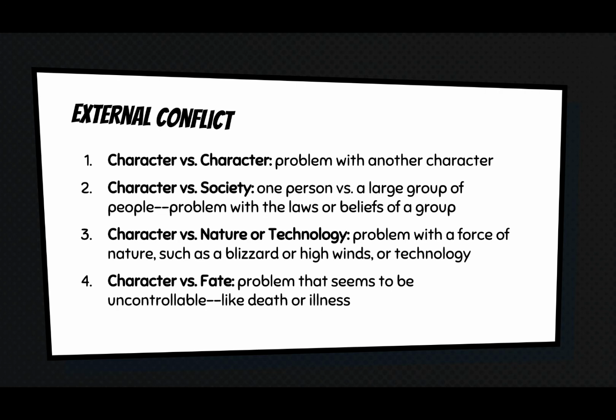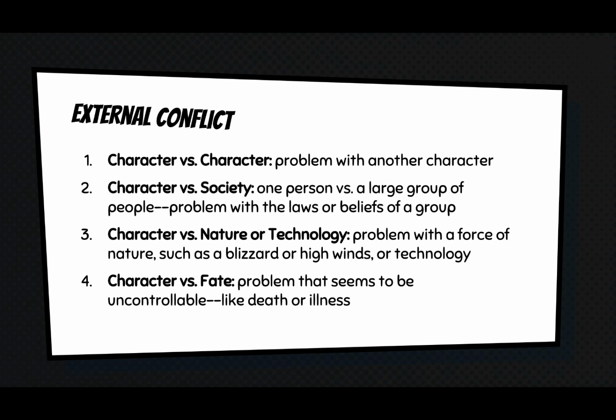The third external conflict is character versus nature or character versus technology. So I kind of lump these two together. Even though nature and technology are very different, same kind of concept here applies. Character versus nature is where there's a problem with the force of nature. Maybe it's a blizzard, maybe it's high winds, maybe it's a flood, maybe it's something that is beyond the character's control that has to do with nature. Or maybe it's technology. Maybe there's a robot uprising or a computer virus or something like that. These are another type of external conflict, character versus nature or technology.